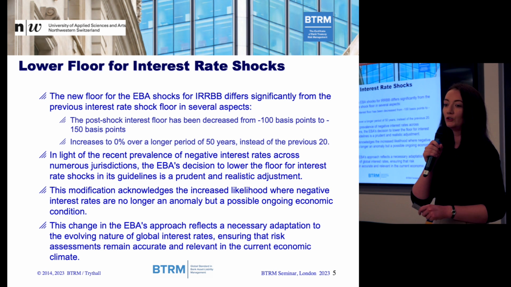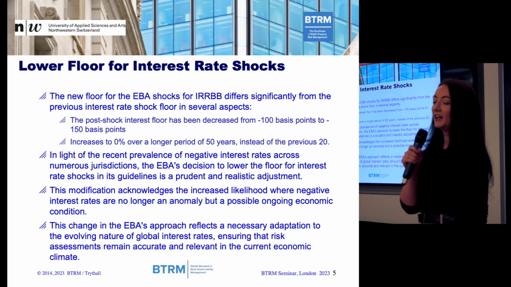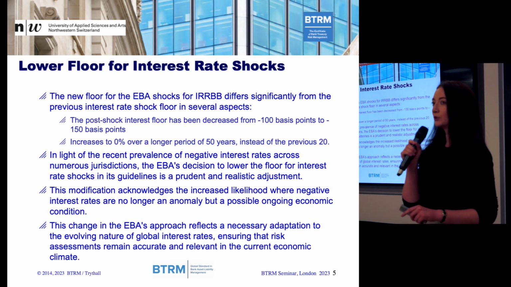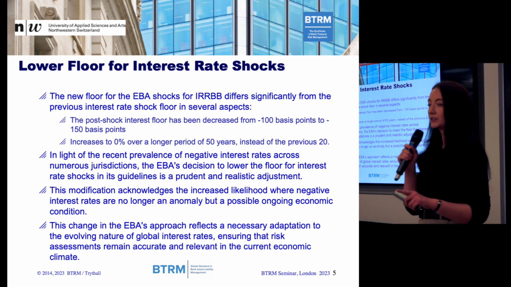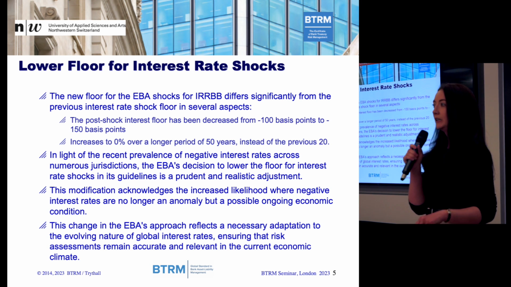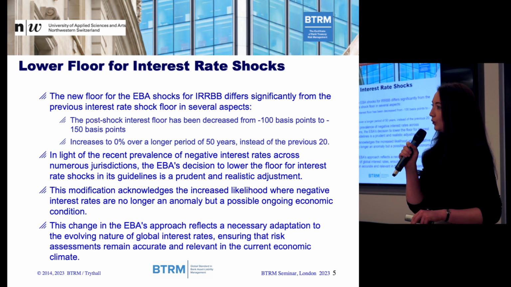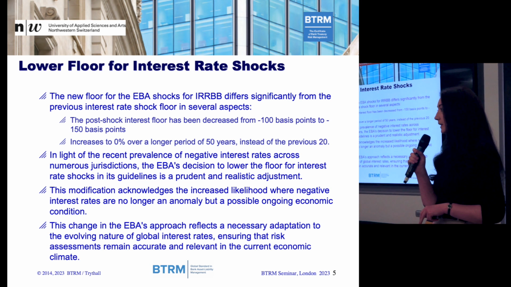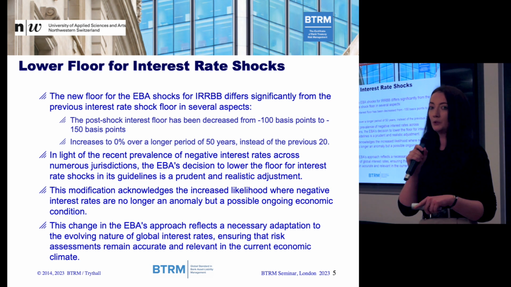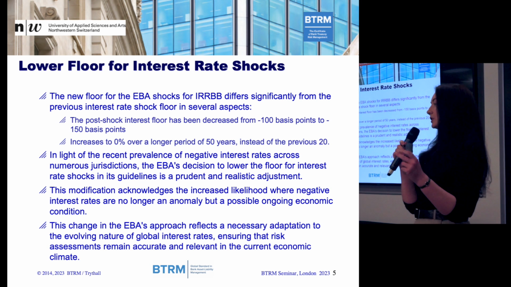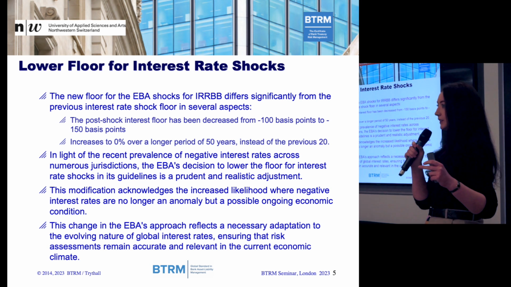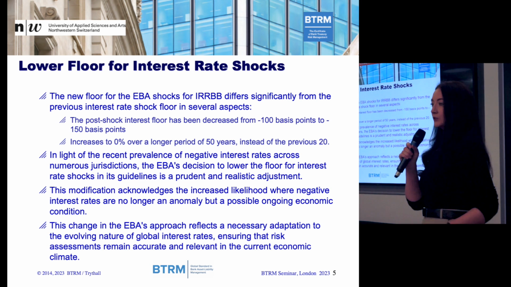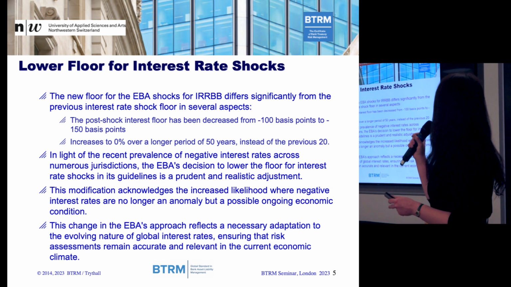So the first point is on the lower floor for the interest rate shocks. Previously the floor was minus 100 bips. During 2018, it was kind of the lowest it would go at that point in time. That seemed like a severe but plausible shock, whereas now that's gone even further down to 150 basis points. The tapered floor was previously over a 20-year period, so it started at minus 100 bips and over 20 years would go back towards zero, whereas now that's over 50 years that it goes back towards zero. So that reflects the new environment that we're in, where negative rates are more likely.